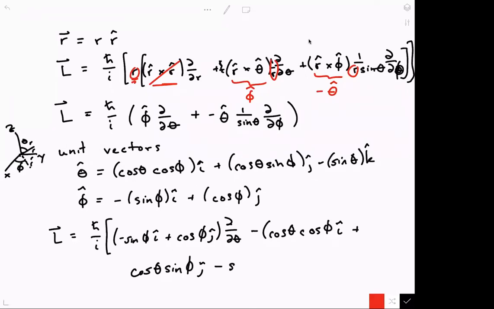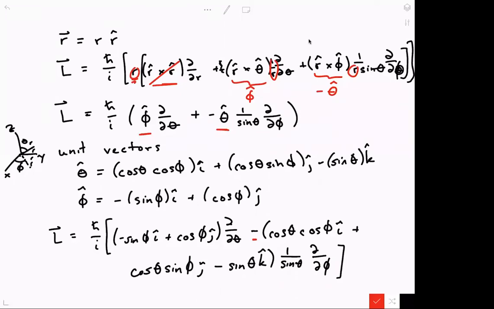And hopefully not mess up any of my thetas or phis. But always double check me, right? Okay, so that very big long statement where I've just replaced my theta hat, or my negative theta hat, and really just my theta hat because I left the negative sign, and my phi hat there.